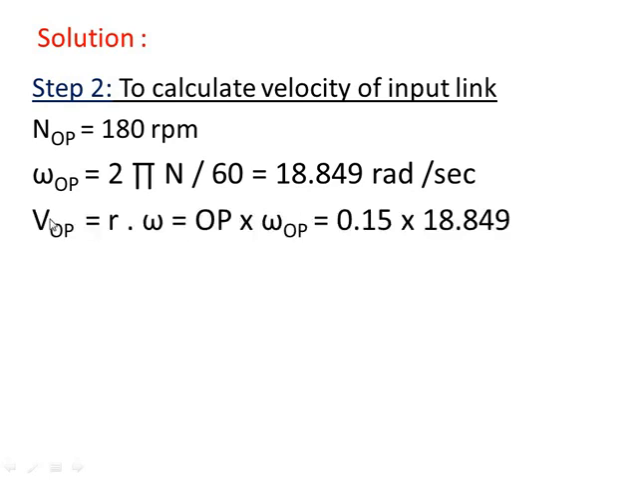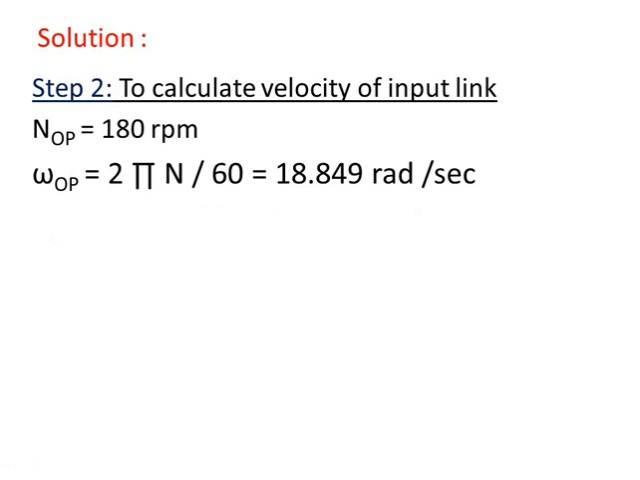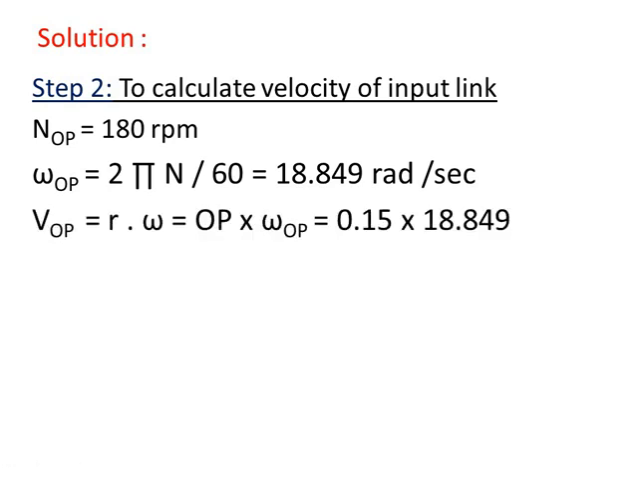Then we use the relation V equal to R into omega, where R is the length of link OP and omega is the omega OP. So here you need to substitute the actual length of the link. Do not use the scaled value with which you have drawn the configuration diagram. You have to take the actual value of the length of the link and multiply it by omega. It will give you the linear velocity of the link.